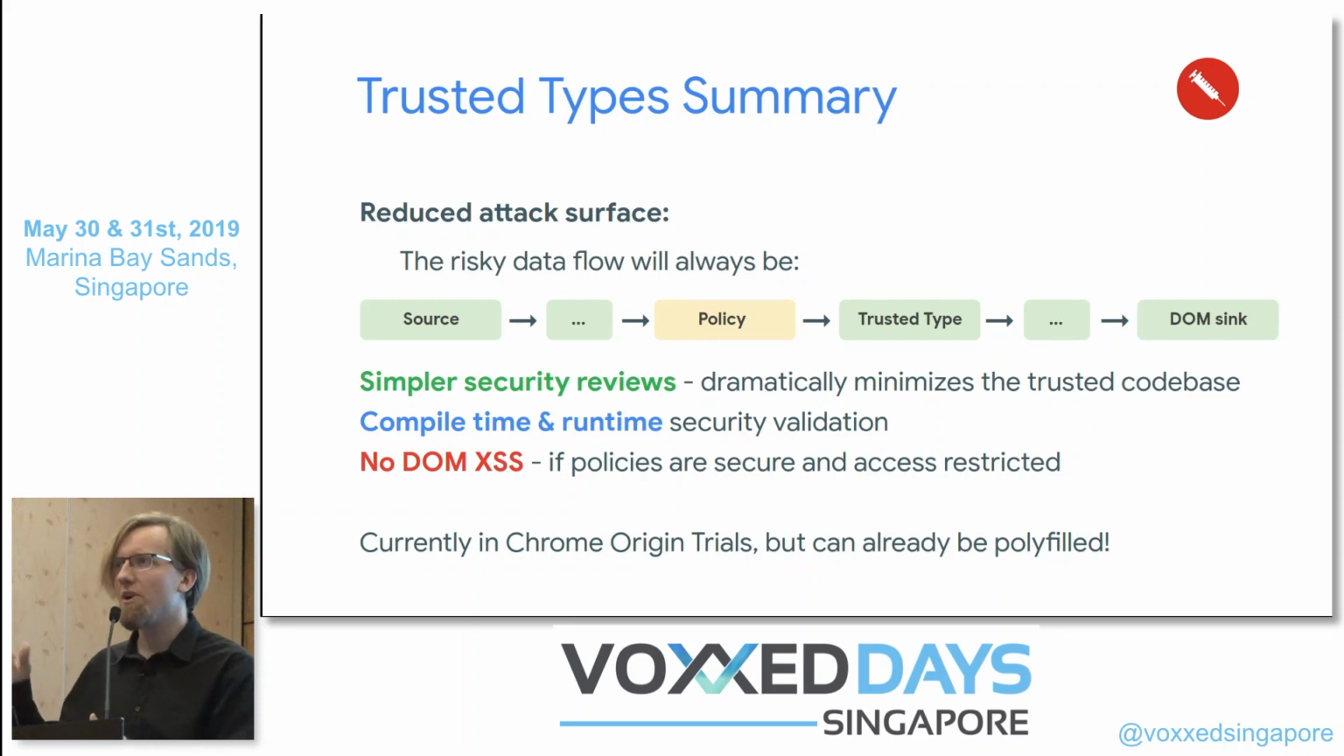So you go from, let's say, hundreds of thousands of lines of JavaScript that your security team or that you have to review to make sure that these bugs don't happen, to maybe hundreds of lines of JavaScript. And this is really a very large reduction in attack surface.